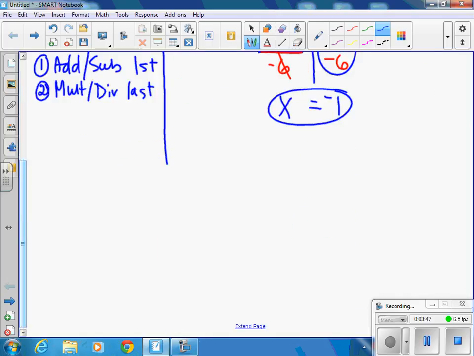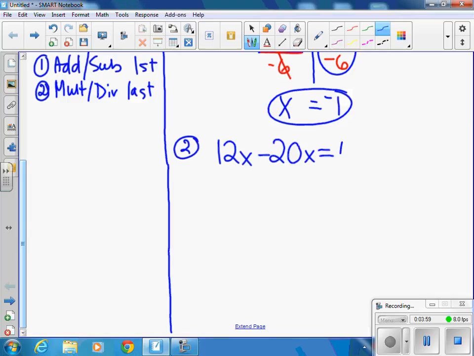Let's do another one. Let's say that we have 12x minus 20x is equal to 128. All right, well, this time I have x's in 2 locations. I have 12x, and then I also have negative 20x. Well, this means I have to simplify first.